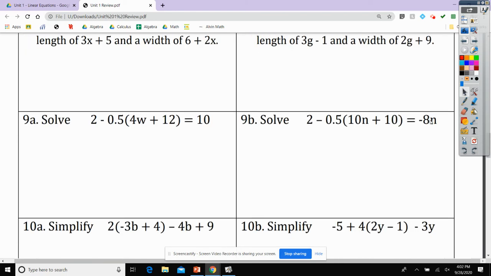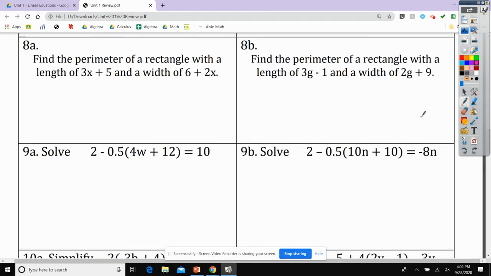Okay, 8b, I need to find the perimeter. So I'll draw a rectangle here. Now the length is going to be 3g minus 1. So I'd have that here and on the other side. And then my width would be 2g plus 9 on this side and also on this side. Now perimeter just means that we need to add up all of the sides.